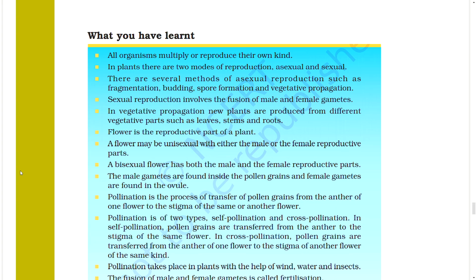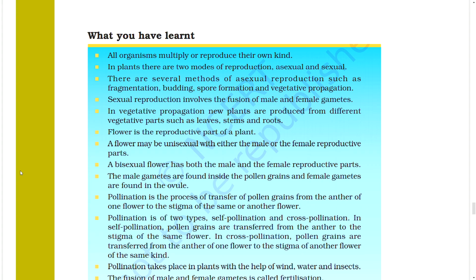Flower is the reproductive part of a plant. A flower may be unisexual with either the male or the female reproductive parts. A bisexual flower has both the male and the female reproductive parts. The male gametes are found inside the pollen grains and female gametes are found in the ovule. Pollination is the process of transfer of pollen grains from the anther of one flower to the stigma of the same or another flower.